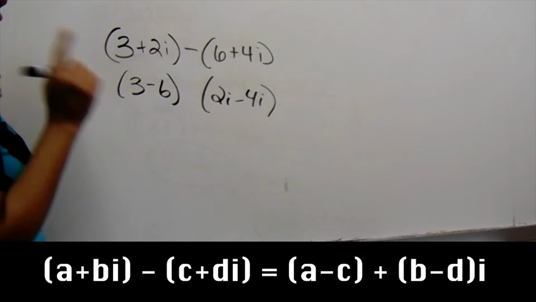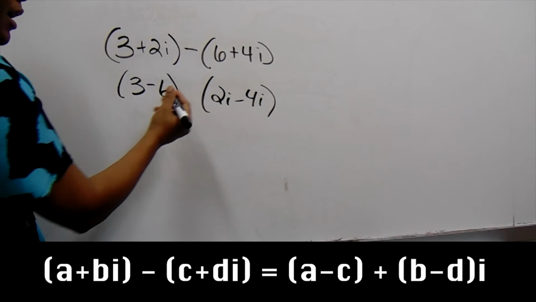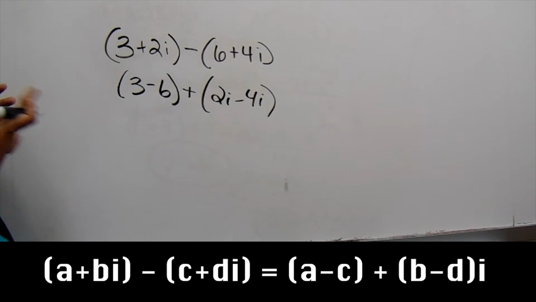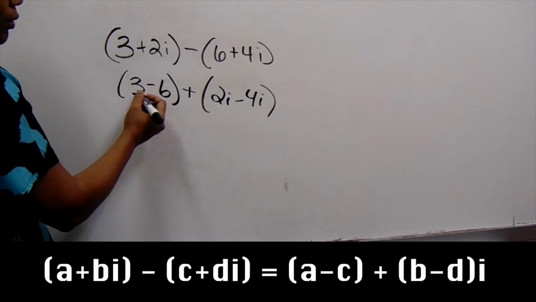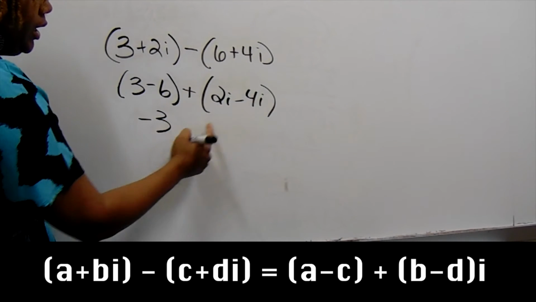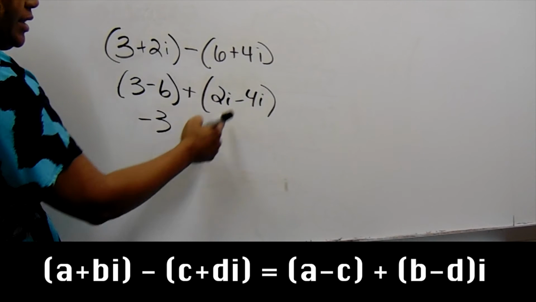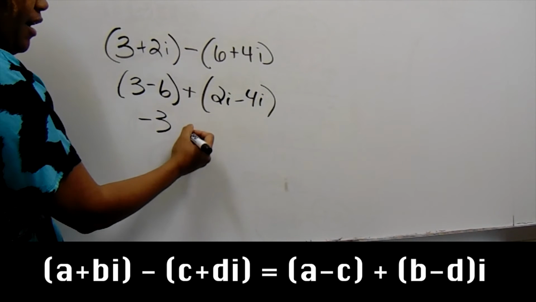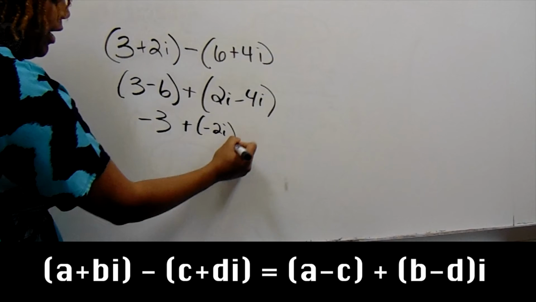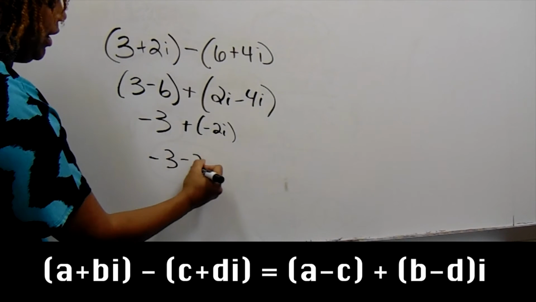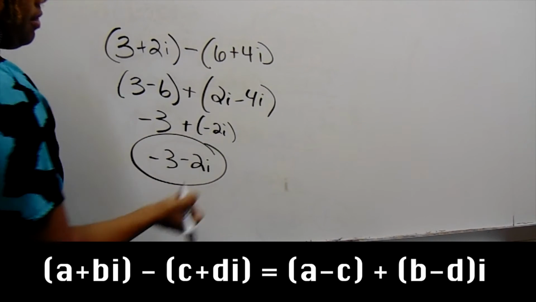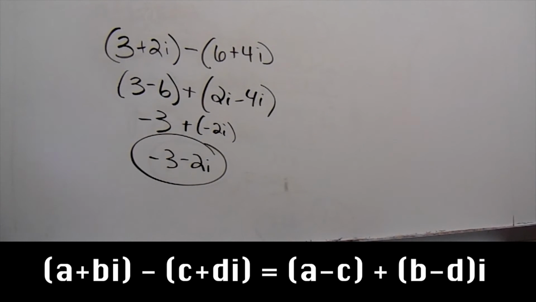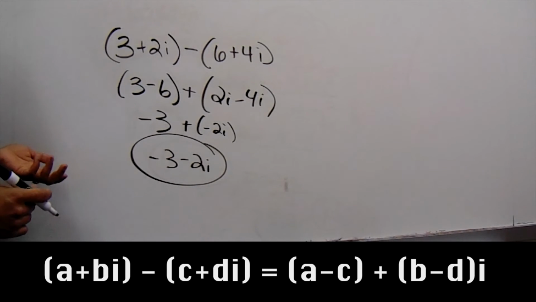So you subtract those. However, if you think of it that way, you have to separate those two with the plus sign. So 3 minus 6 is negative 3, and 2i minus 4i is negative 2i. But if you have plus a negative 2i, then that just becomes 3 minus 2i. That will be your final answer. That's one way you can look at it.